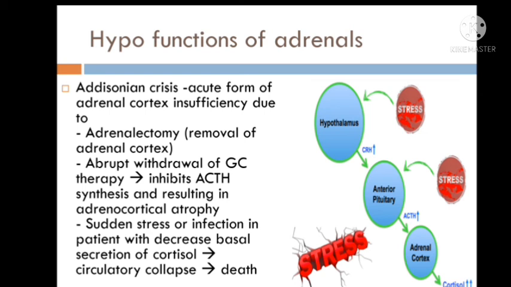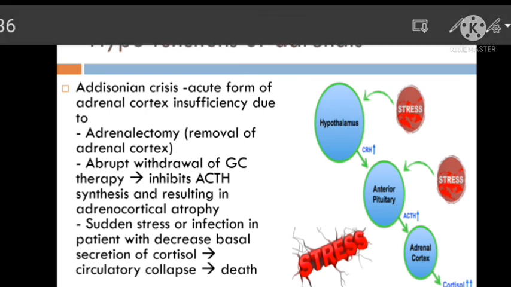Now another important thing is Addisonian crisis. Now what is this? Crisis itself suggests that it is an emergency. So this is the acute form of adrenocortical insufficiency, whereas that was the chronic form of adrenocortical insufficiency. Here the adrenal cortex is not functioning. Here what are the causes for Addisonian crisis?